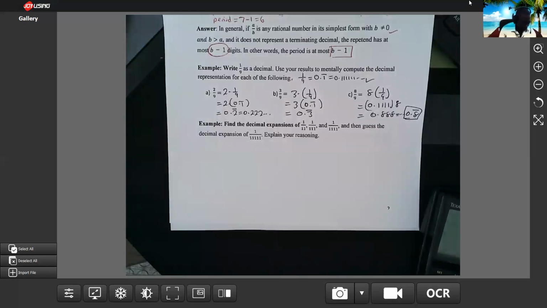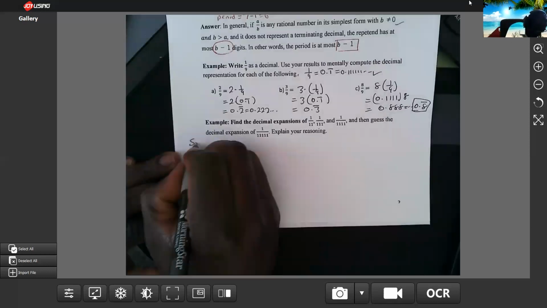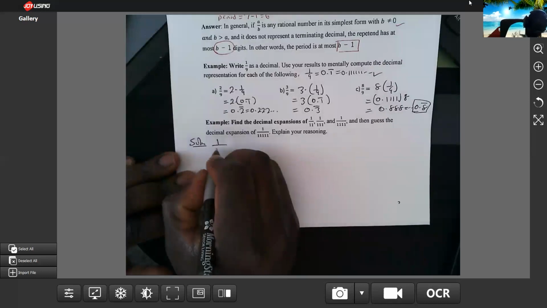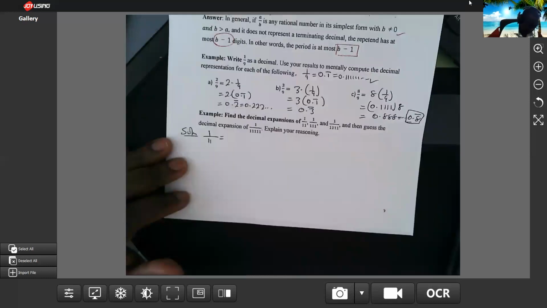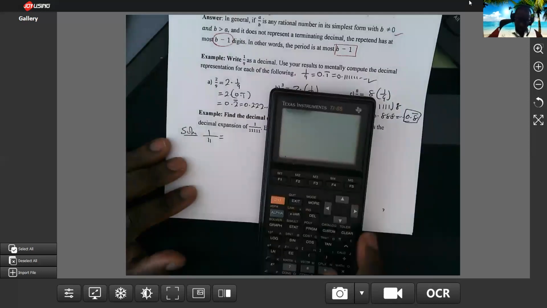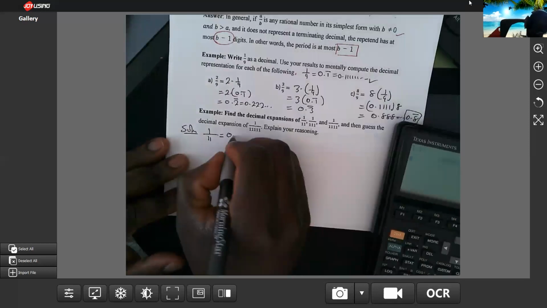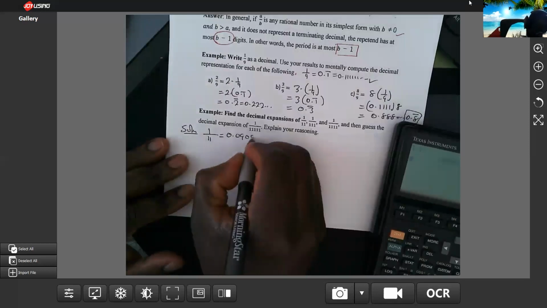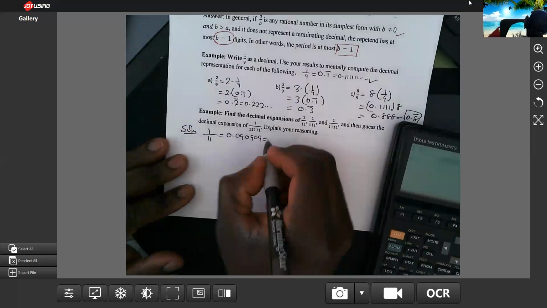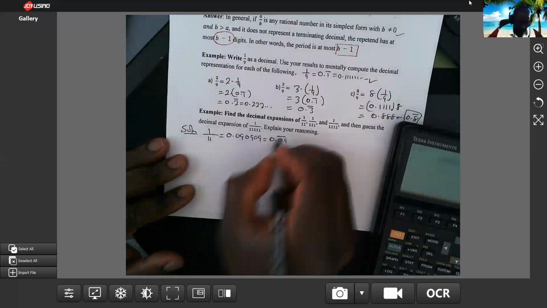Okay. So the solution, what is 1/11? Let's use a calculator to do that, to be easy. That's why sometimes the calculator comes in. 1 divided by 11, okay, it is 0.090909, which is equal to 0.09 repeating.